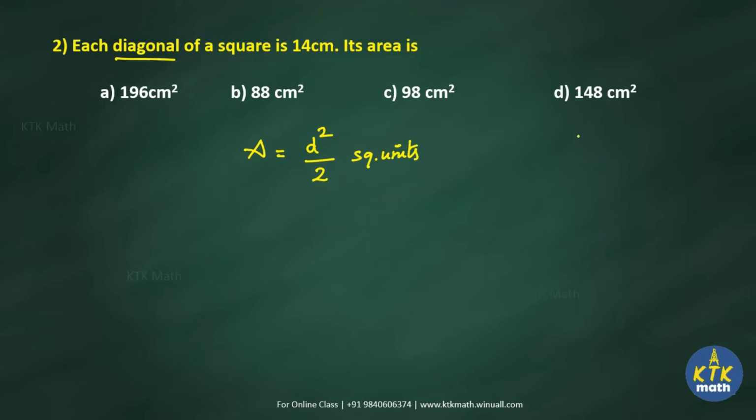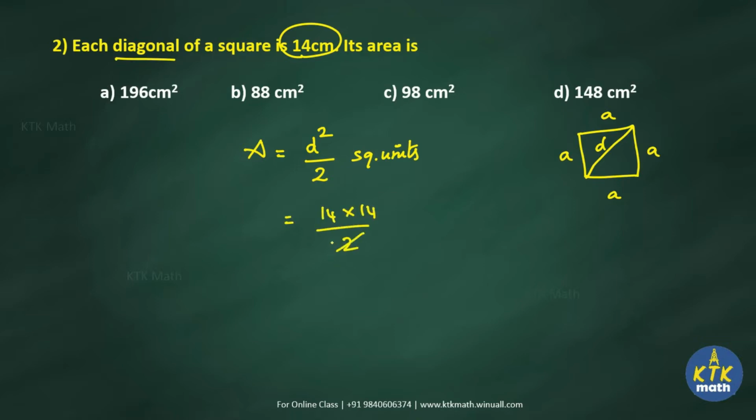When diagonal is given, just consider a square, and we all know the sides will be equal in a square, so everything is going to be A. When diagonal is given to you, which I am just denoting with D, you need to substitute here. So D value is given as 14 in our question. So 14 times 14 by 2. You can just cancel any one 14 by 7 times. So 14 sevens are 98 centimeter square. So your answer is option C.